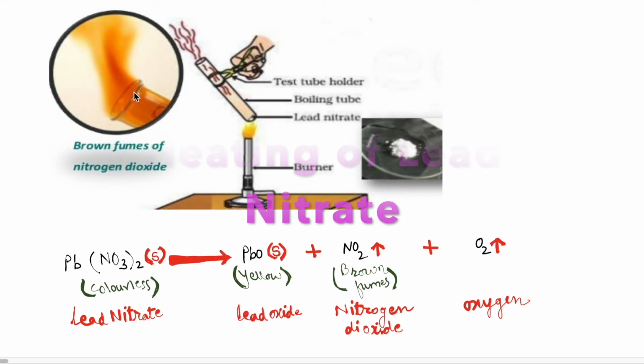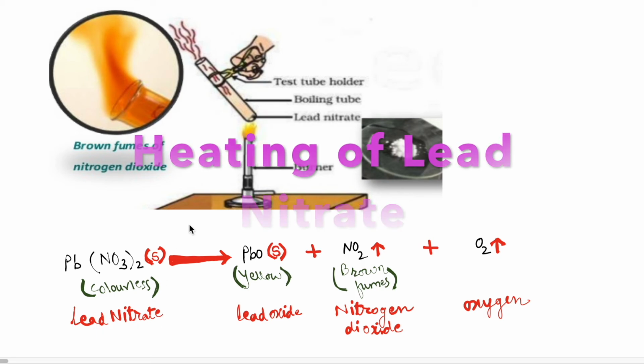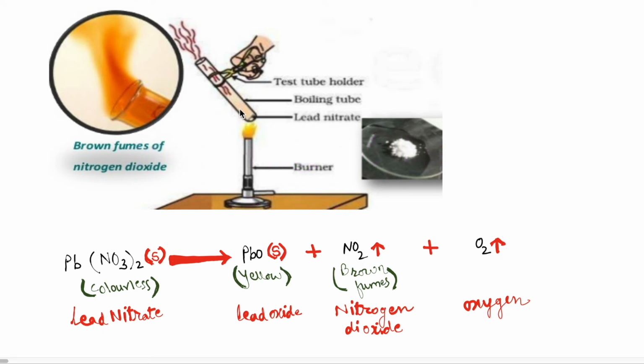Now let us see another example showing the evolution of gas. Here, lead nitrate, which is a colorless powder, is taken in a test tube. This lead nitrate, when heated in a boiling tube, forms yellow lead oxide along with the evolution of brown nitrogen dioxide fumes, and oxygen gas is also evolved in this reaction. This is clear from the equation.